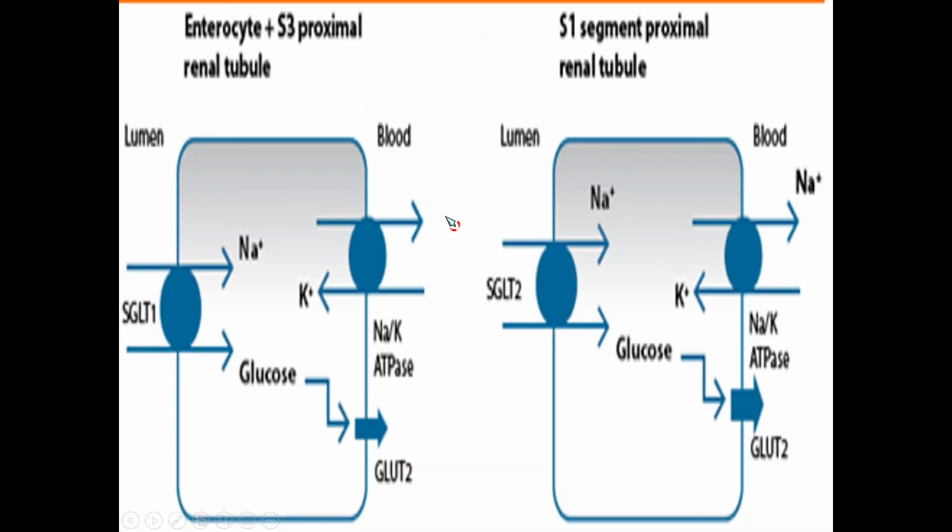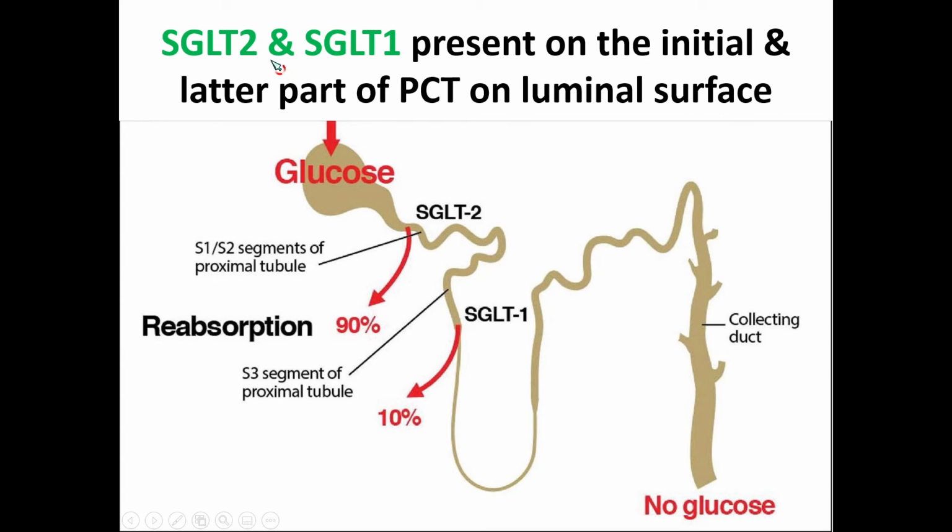Here you can see the theoretical diagram. Here you can see sodium glucose transporter 2 and sodium glucose transporter 1 present on the initial and the later part of the proximal convoluted tubule. In the initial part we have sodium glucose transporter 2, which is going to reabsorb 90% of the glucose. Here we have divided the S1 and S2 segments of the proximal tubule, the segments in two parts. Then later, in the last part of the PCT, we have sodium glucose transporter 1, which is going to reabsorb the remaining 10% of the glucose. We will see later why I am using the words glucose and sodium simultaneously, because they are going to be reabsorbed simultaneously.